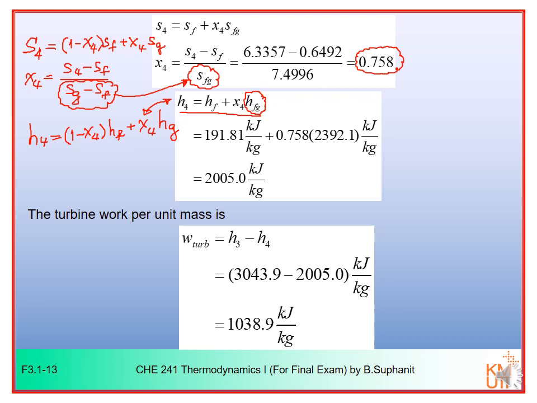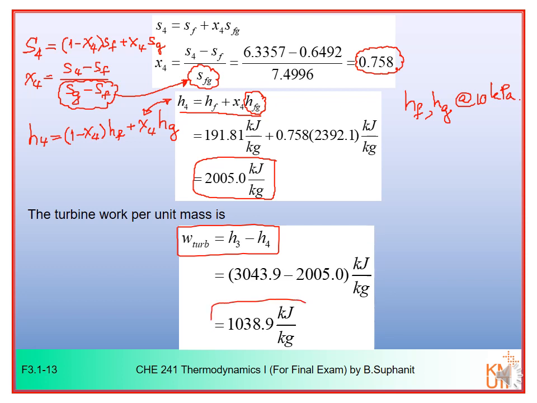Now, you have HF and Hg from the steam table at 10 kilopascal. So you can calculate H4 now. H4 would be 2005 kilojoule per kilogram. Once you know the enthalpy at both inlet and outlet, you can calculate the turbine work from the energy balance that we have developed previously. W turbine would be 1038.9 kilojoule per kilogram.